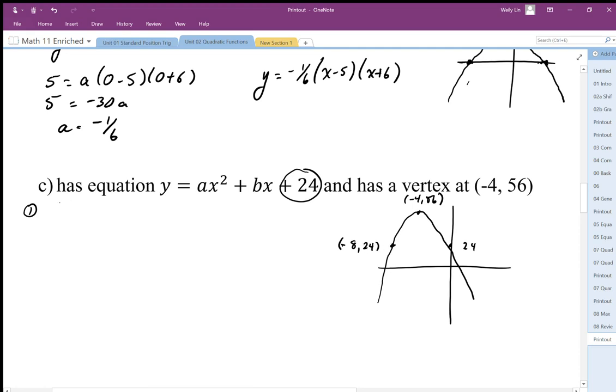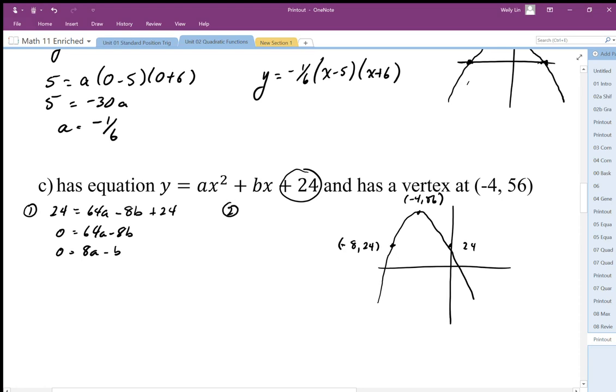So I'm just going to do equation 1. Y is 24 when x is -8. So I get 64a minus 8b plus 24. Okay, so I end up with 0 equals 64a minus 8b. I'm going to simplify that: 8a minus b equals 0. So that's one equation.